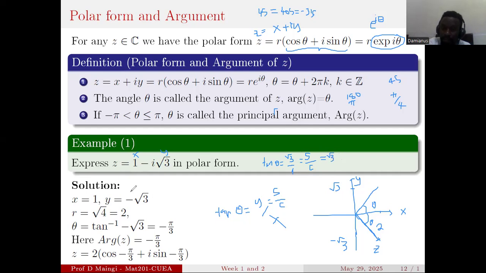I have a 2 somewhere here. You can see this 2. So I just divide by 2, and divide by 1 also. Divide by 2. This is the same as this because I've just divided by 2 and divided by 2. So now which angle has a cosine of a half and a sine of root 3 over 2?